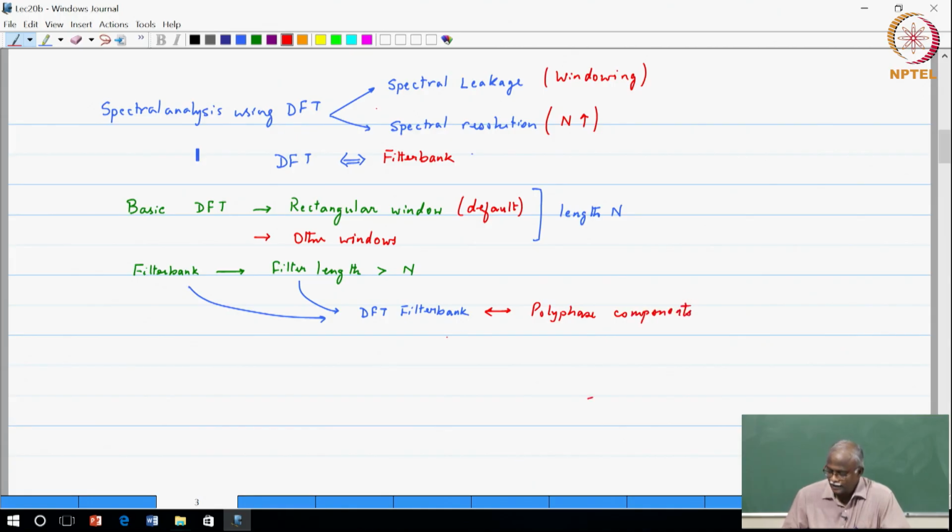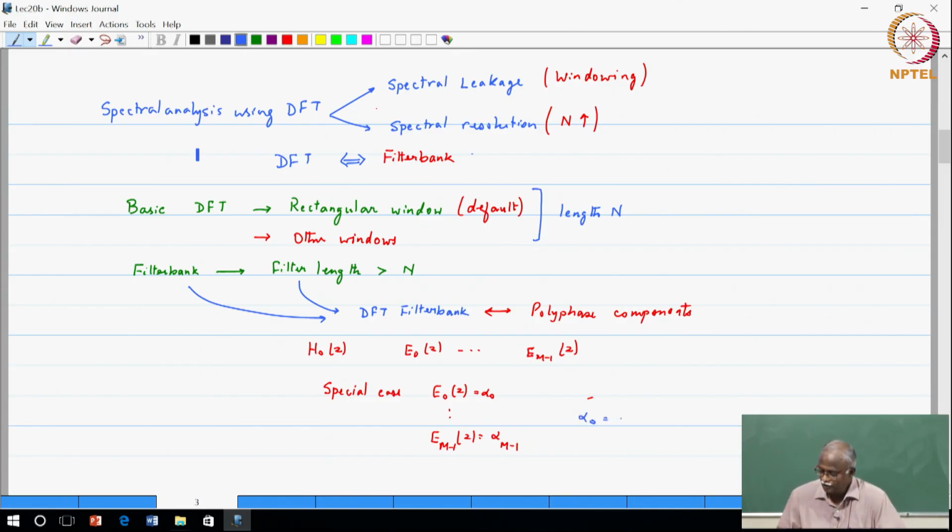Okay. So, basically the polyphase components of your filter H naught of Z, if you were to label them as E naught of Z to E m minus 1 of Z, these are polynomials. The special case is when each of these is equal to a constant. E naught is equal to alpha naught, E m minus 1 of Z is equal to alpha m minus 1, that is an arbitrary window, and if you take alpha naught equal to alpha 1 equal to alpha m minus 1, then you get the rectangular window.